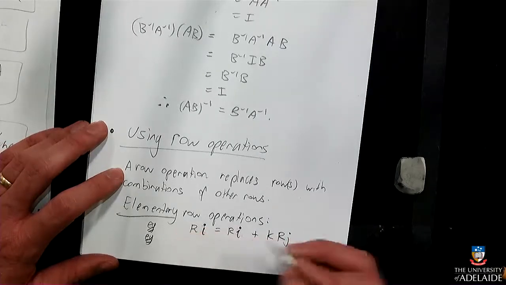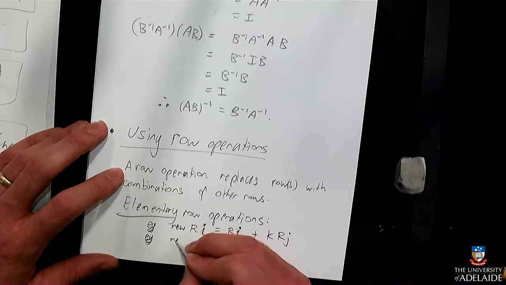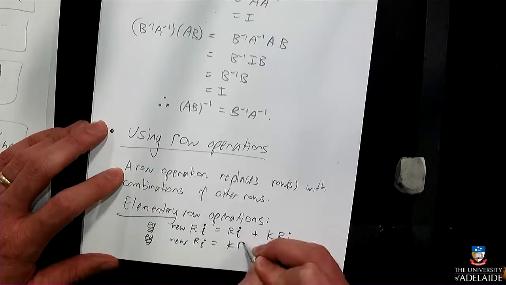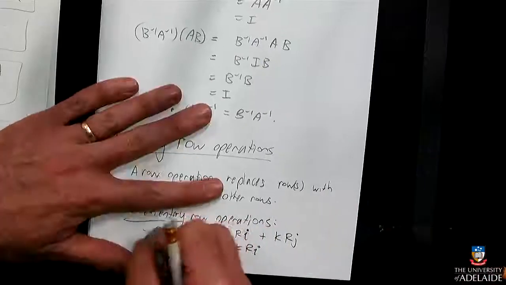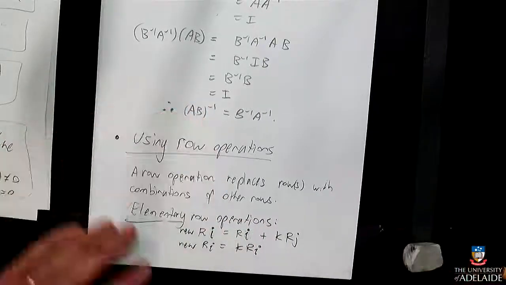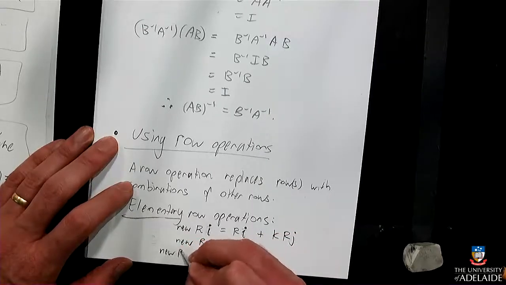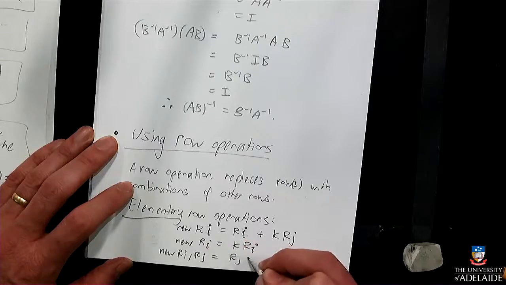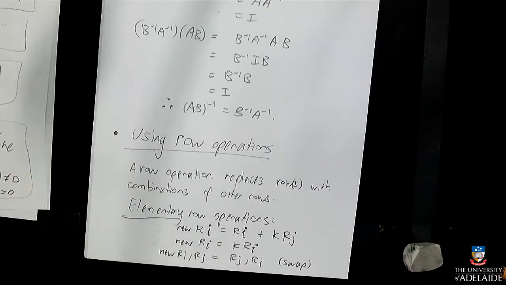Another one, so this is like the new row I. Another one, the new row I is some multiple of the old row I. There are 3 types. And the last one is that the new row I and row J are the old row J and row I. So we swap them. These are the 3 elementary row operations.